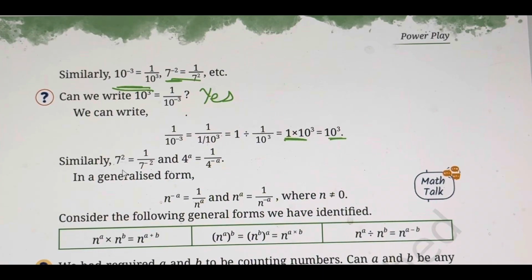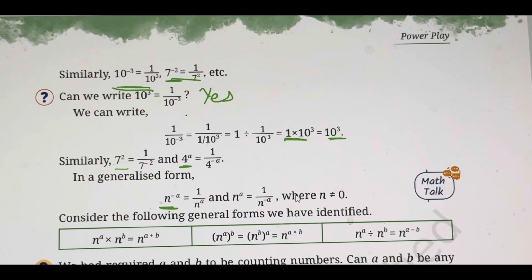Similarly, 7 square is equal to 1 upon 7 raised to minus 2. Or 4 raised to a is equal to 1 upon 4 raised to minus a. So this is the general formula. n raised to minus a is equal to 1 upon n raised to a, or n raised to a is equal to 1 upon n raised to minus a. Means if the power is negative, we can write its reciprocal and make it positive.